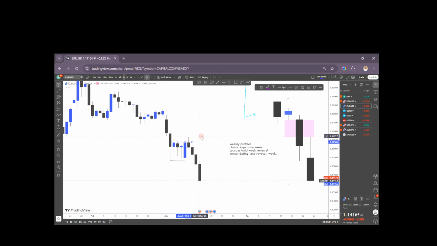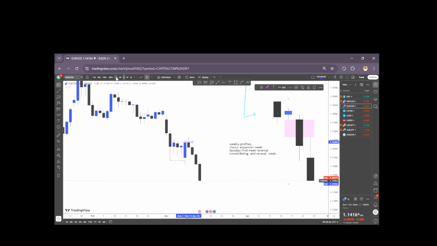And just to mention the classic expansion week: this is where Monday or Tuesday forms the high if it's bearish, and or the low if it's bullish. So if you are expanding higher, we want to see Monday or Tuesday making the low of the week, and then the next days are expanding higher. This would have been also a classic expansion, because on Tuesday we made the high of the week, and then we expanded to the downwards.